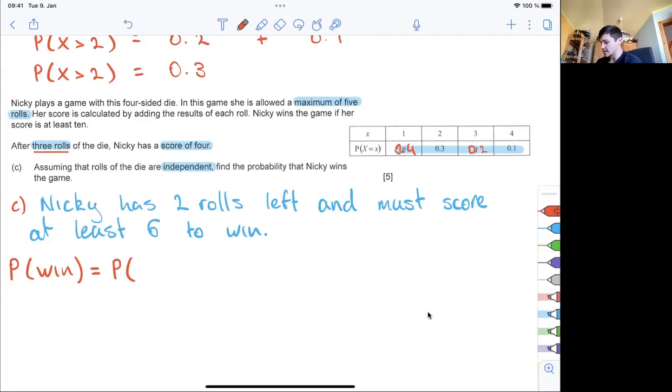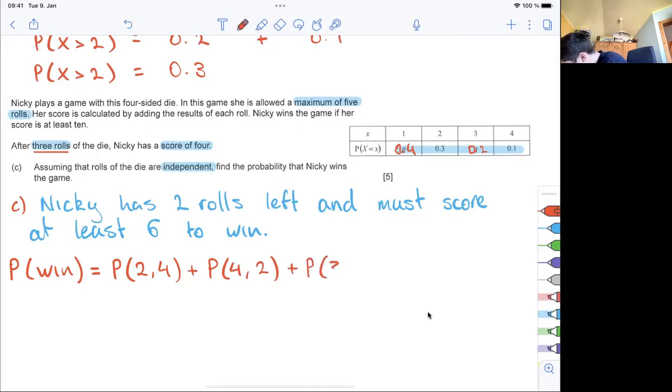She could roll a 2 on the first roll, and then a 4 on the second roll. She could do that in reverse order as well. So the probability of a 4 and then a 2. Then the probability of getting a 3 and a 3.